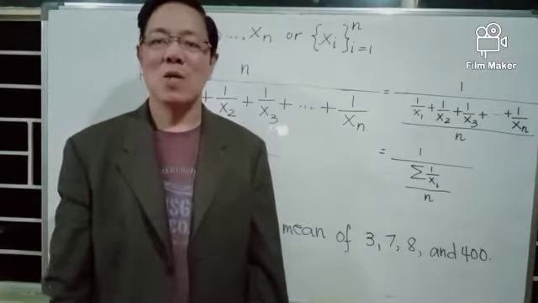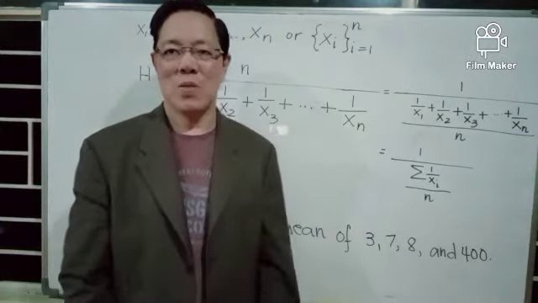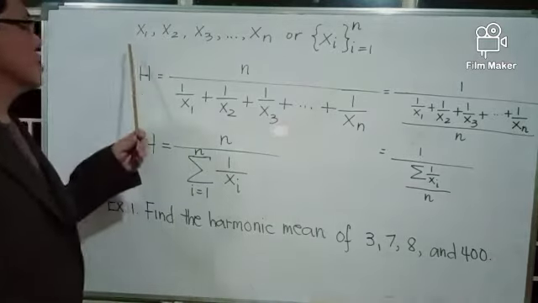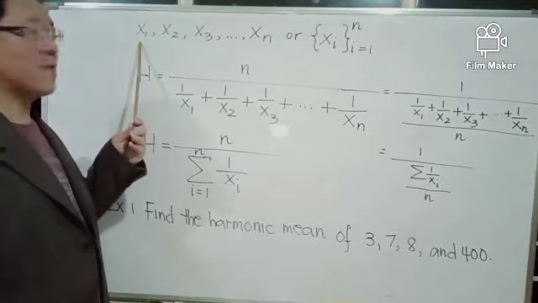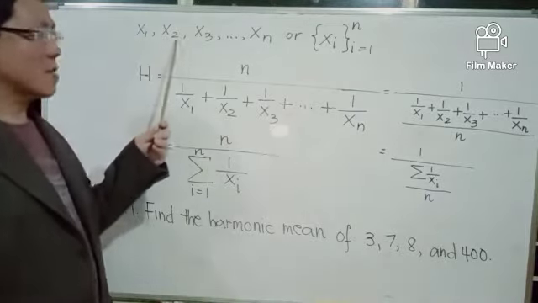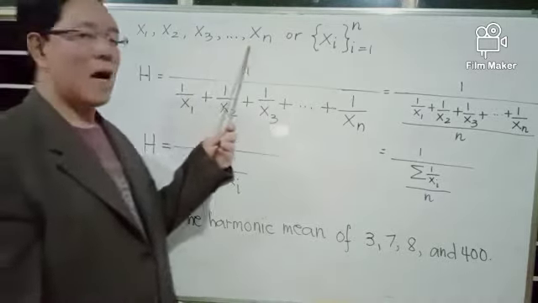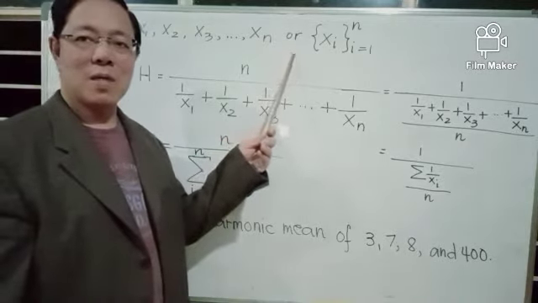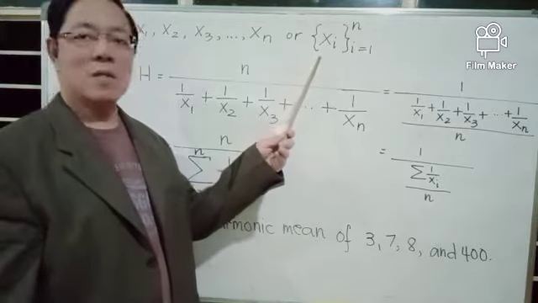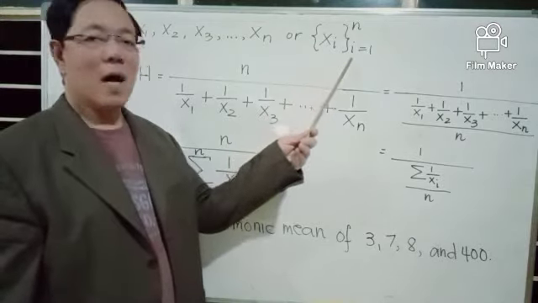To define harmonic mean, consider the following set of values. Our set of data consists of the values x1, x2, x3, up to xn. Or in compact notation, we write our set of values consists of x of i, where i is 1 to n.